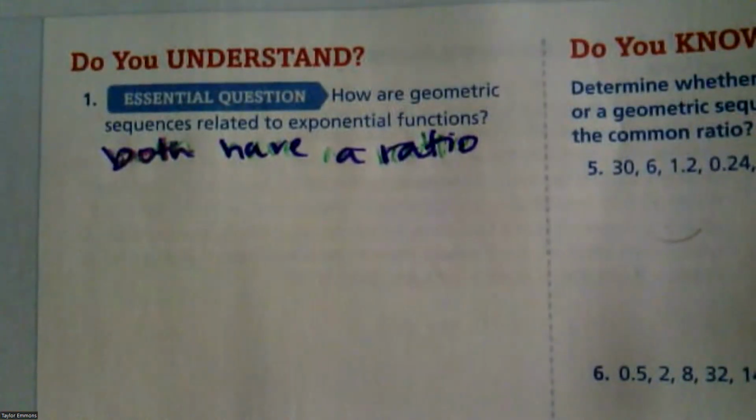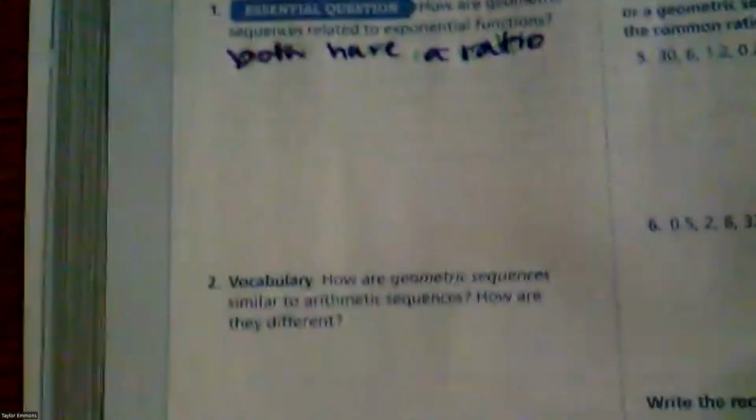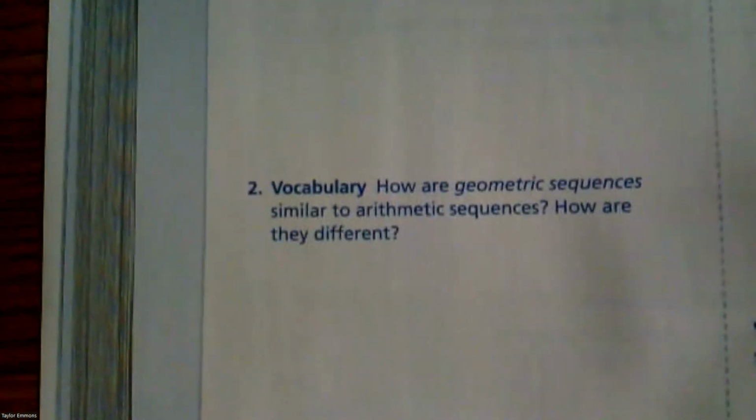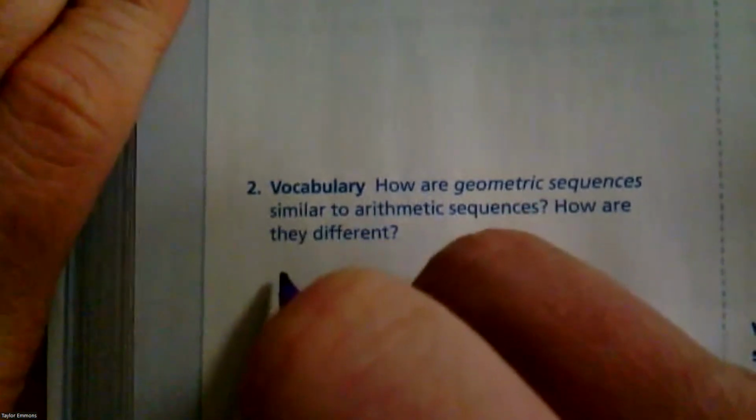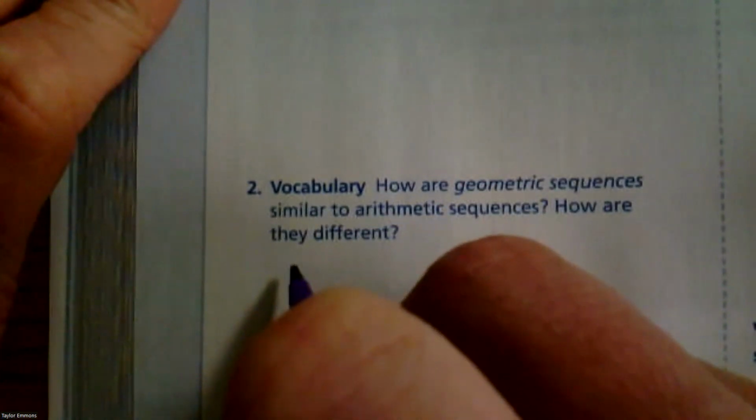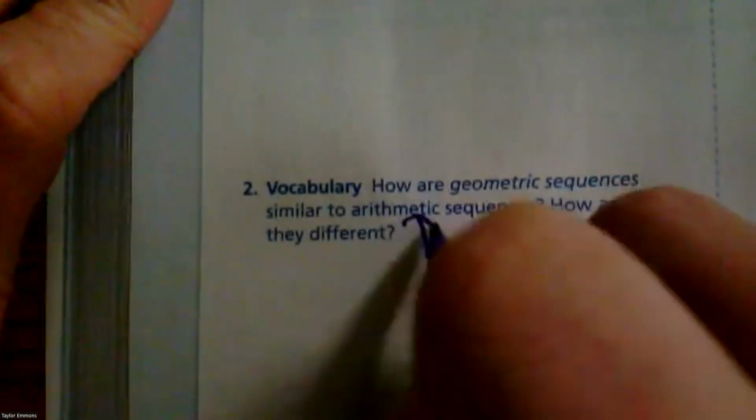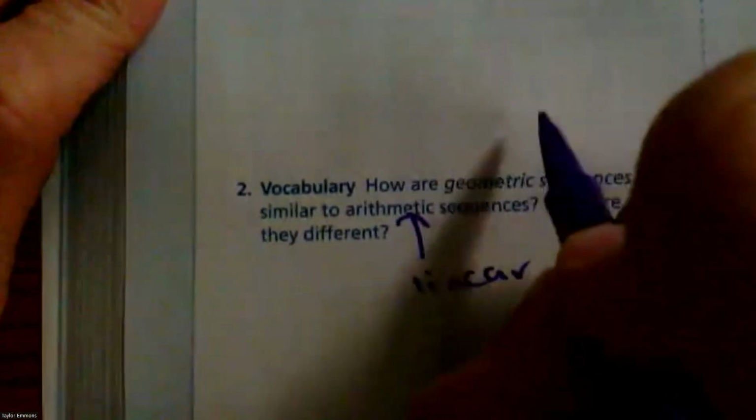Okay, so both have a ratio that they're being multiplied by each time. Okay, so how are geometric sequences similar to arithmetic sequences, and then how are they different? Go ahead. They are different from arithmetic sequences because arithmetic sequences are linear and geometric sequences are exponential. Okay.